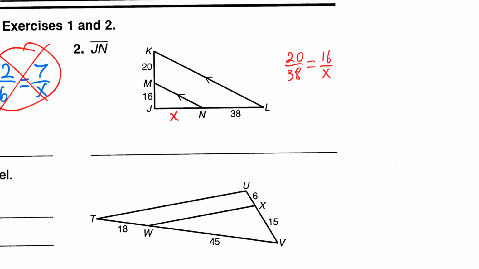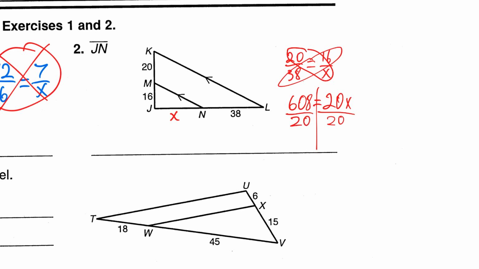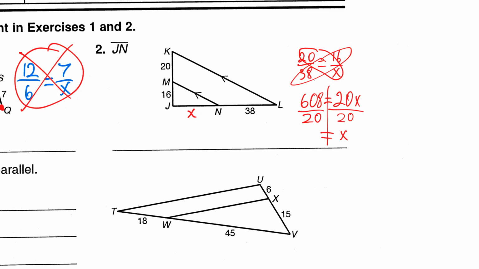Alrighty, now let's see what this is. So 38 times 16 is what? 608. Say it one more time. 608. 608 equals 20x, divided by 20. 152 over 5. Okay, go ahead and give me a decimal on that. 30.4.